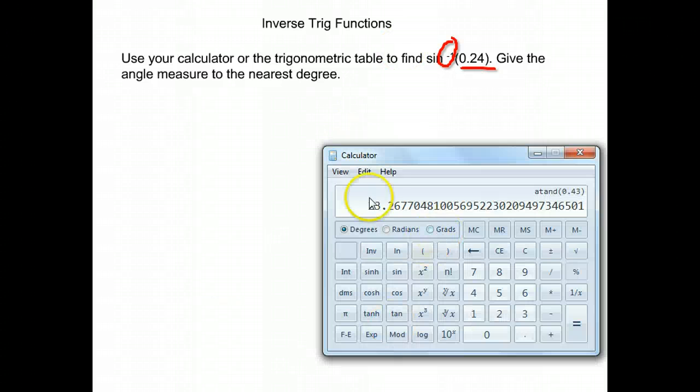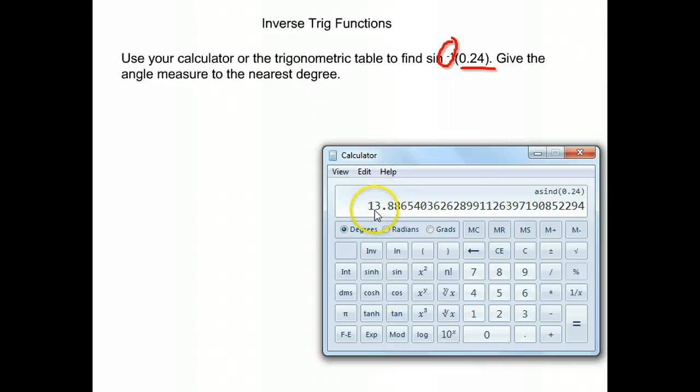So the steps for the computer calculator. You put the number in first, so you push 0.24. Then you hit inverse, because we're doing the inverse sine, I know because of the little -1 here. So then you push inverse. Notice my buttons changed. I want inverse sine. And there I have my answer, 13.88.